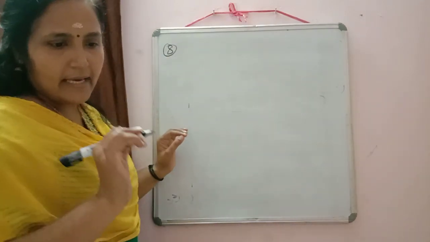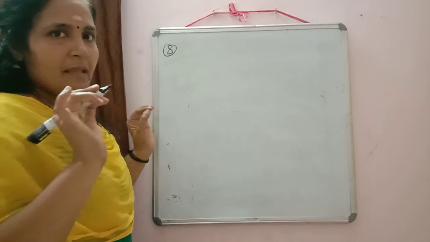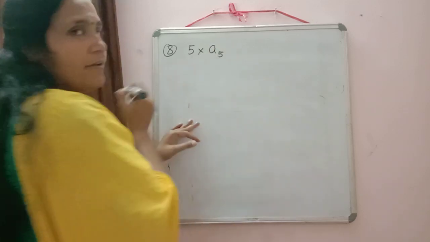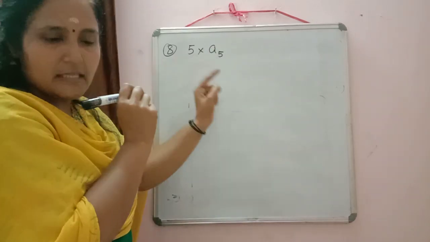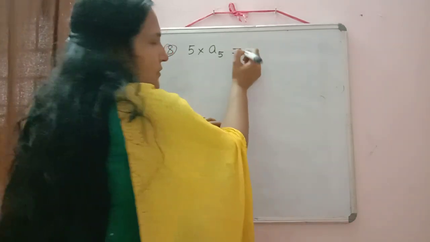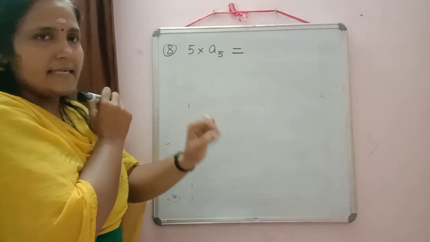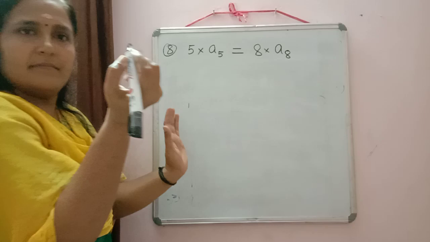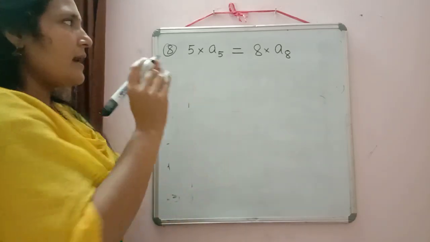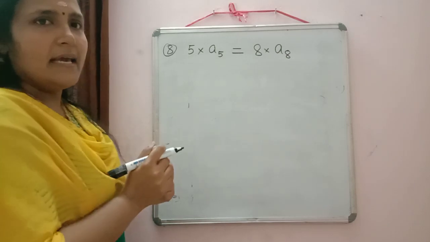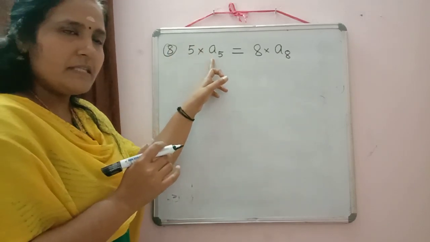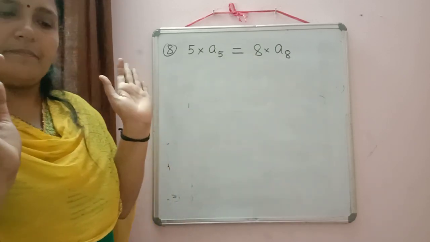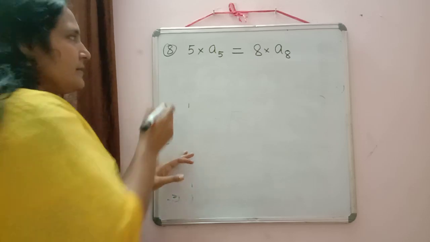If 5 times the fifth term of an AP, 5 times means 5 into the fifth term, means A5, 5 times the fifth term of an AP is equal to 8 times its 8th term. As it was given in the question, I read the question and wrote the equation. 5 times the fifth term of an AP is equal to 8 times the 8th term. Now first what we will do, we'll simplify it.